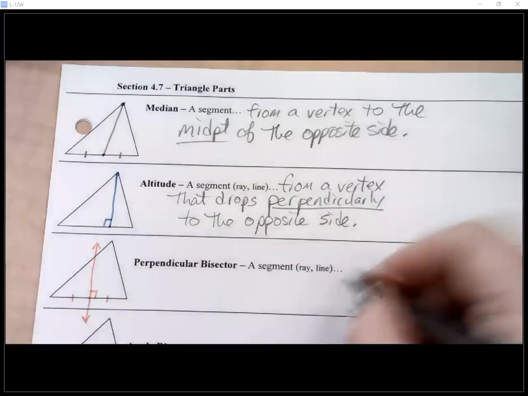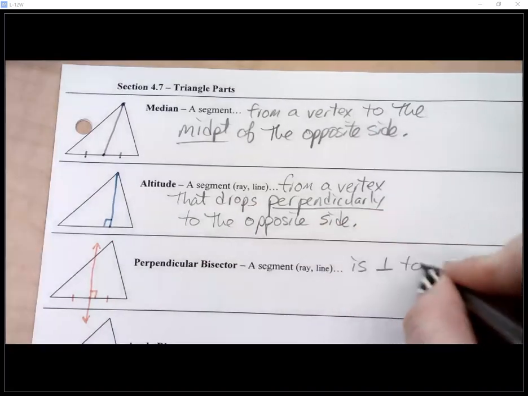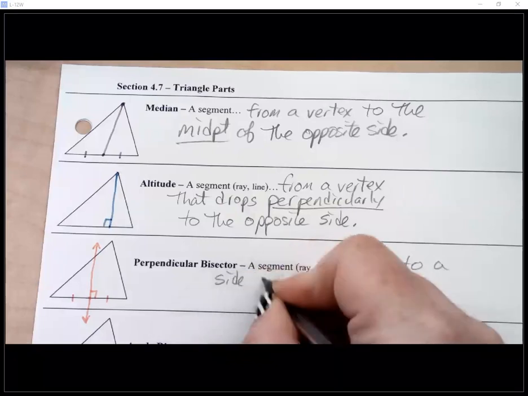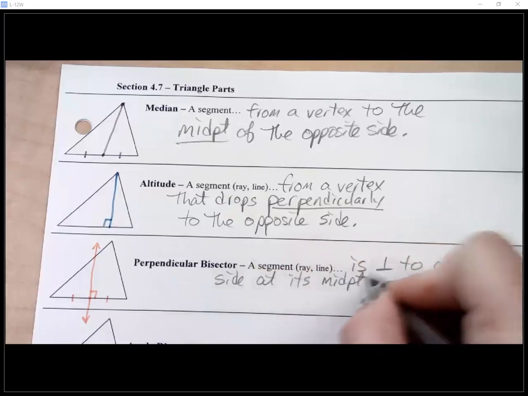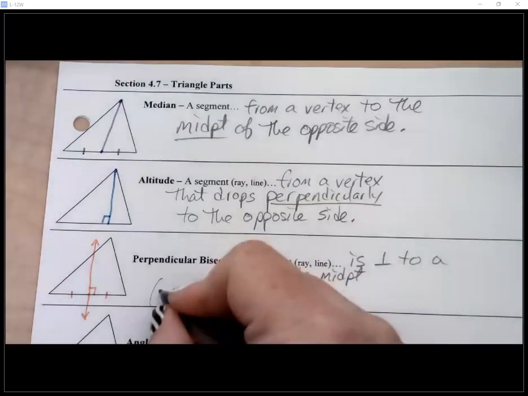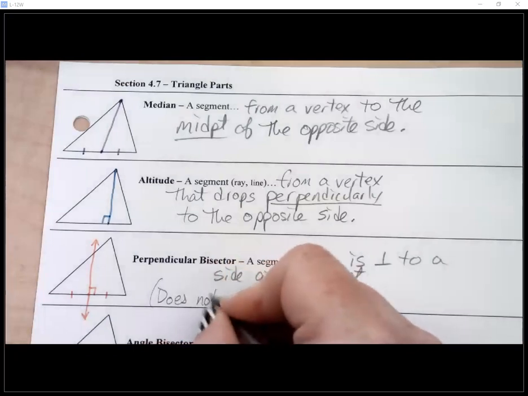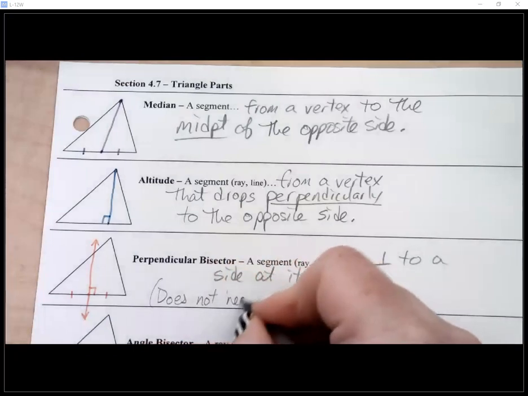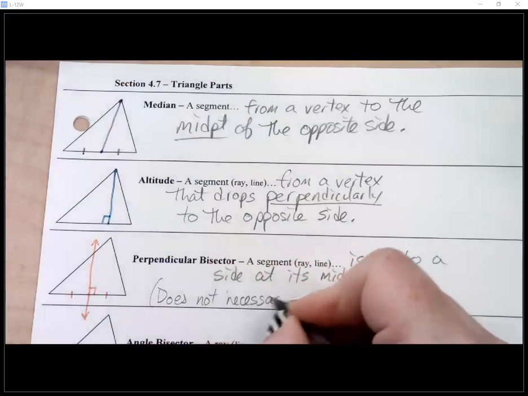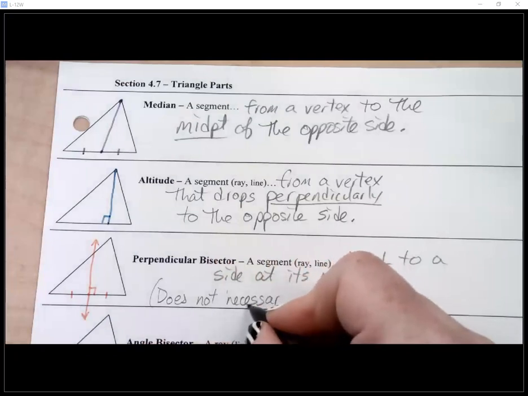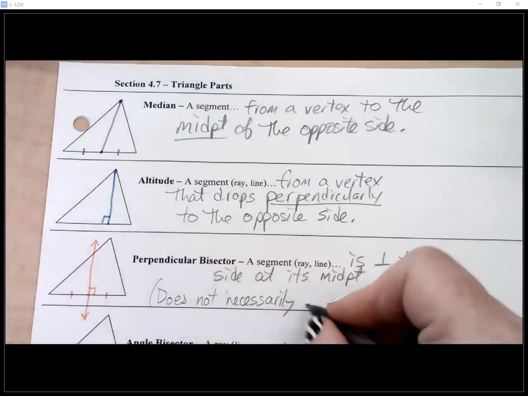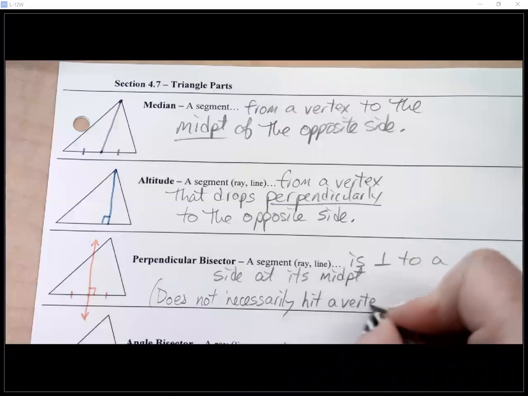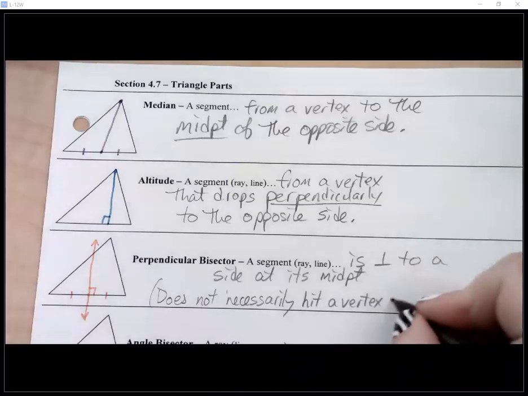So it is perpendicular to a side at its midpoint. We'll even add: does not necessarily hit a vertex. I'll add a double one, but it can.